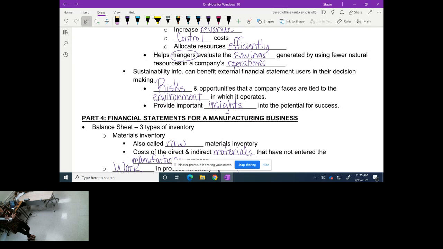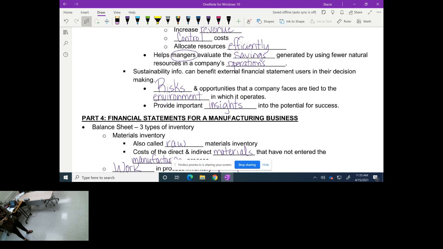Makes me goofy. All right, so it helps managers evaluate the savings generated by using fewer natural resources in a company's operation. So maybe their plan is to conserve some natural resource, like cotton they're using in making fabric or something, and to gauge that: did that make a difference? Did it not? How is that working for us?